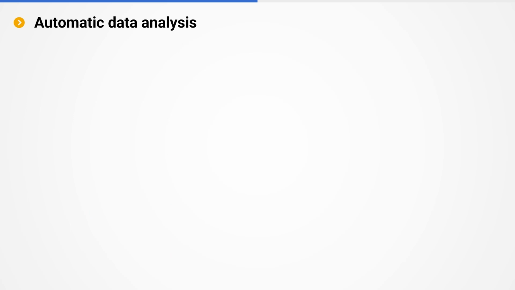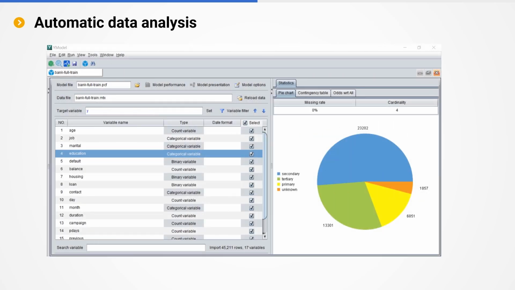After the data is imported, YModel will also automatically identify the data types of these feature variables and draw analysis charts. For example, the variable education in this example represents the educational level of the borrowers. YModel identified it as a categorical variable with a missing rate of 0. This variable has 4 categories, among which the category secondary has the largest number of values, corresponding to the blue part in the pie chart, and accounting for approximately 51%.